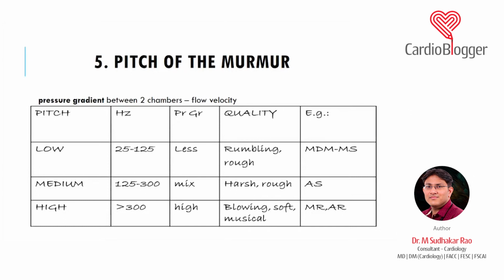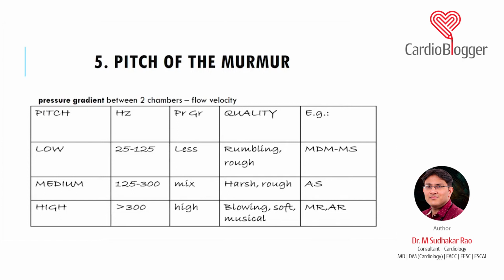So why is mitral stenosis low pitch? Because there is hardly any gradient between the LA and the LV. And why is the MR murmur high pitch, or a VSD murmur high pitch? Because there is a significant gradient between the LV and the RV, and a significant gradient between the systolic pressure in the LV and the LA pressure. That is why those murmurs are high pitch. So this is the important thing to which your pitch is related.